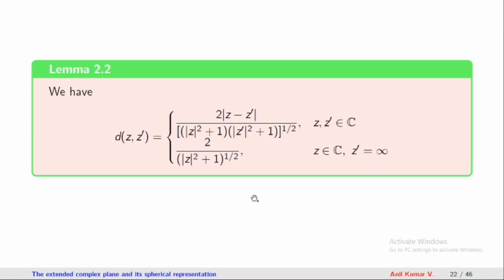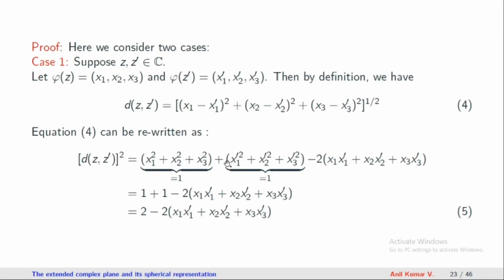Then we can prove that the distance between z and z prime is equal to 2 times modulus of (z minus z prime) divided by the square root of (modulus of z squared plus 1) into (modulus of z prime squared plus 1), if z and z prime are in C, and if z prime is infinity, this distance is equal to 2 divided by the square root of (mod z squared plus 1). Let us go to the proof of this lemma. Here we consider two cases.